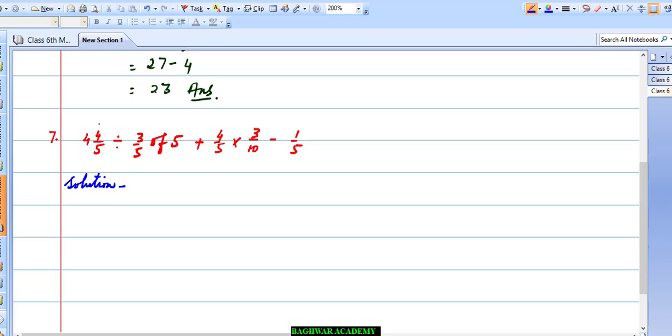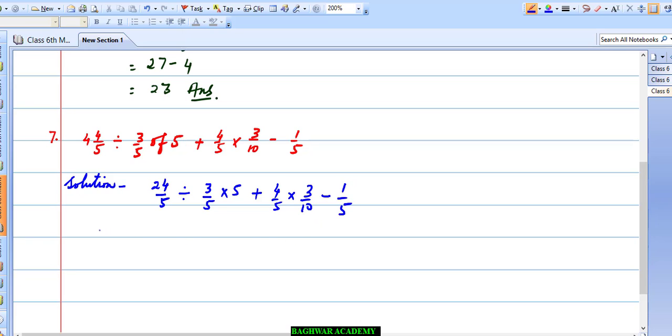Here we have been given a mixed fraction, so this is required to be written as an improper fraction. So 5 fours are 20, and 20 plus 4 will be 24, divided by 5, divided by 3 by 5. Of means into, so simply you can write into 5, plus 4 by 5 into 3 by 10, minus 1 by 5.